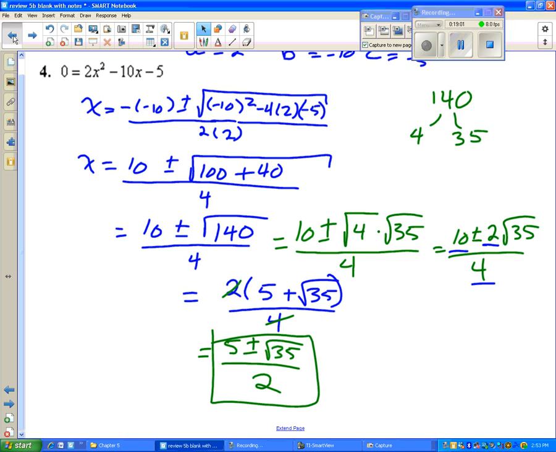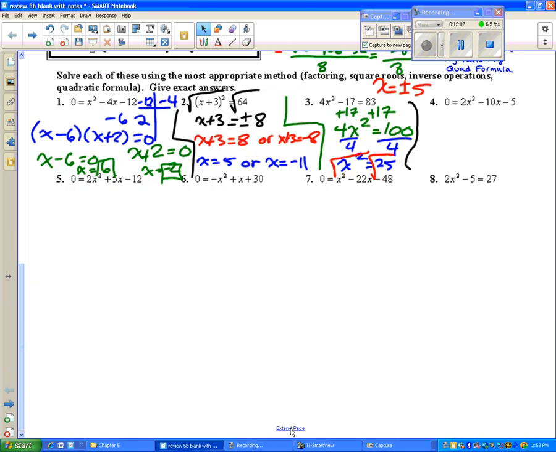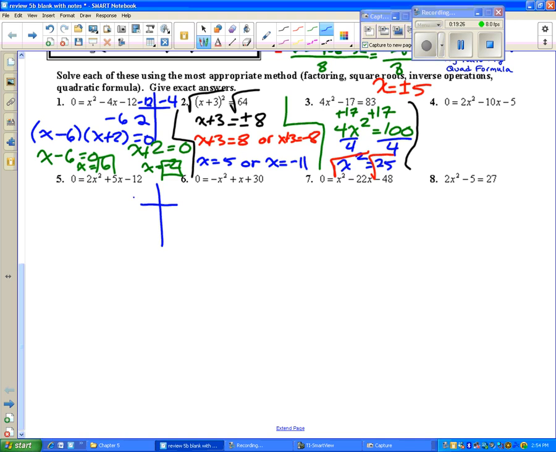Let's keep going. Okay, so now we are on number 5. Now down here I'm going to have a little more room. So 2, 5, and 12. Okay, I'm going to move this just a little bit. Have a little more room. Okay. I could use the quadratic formula. I'm going to see if I can factor this. 2 times negative 12 is negative 24. And 5. What multiplies to negative 24 and adds to be 5? I'm getting that to be 8 and negative 3.